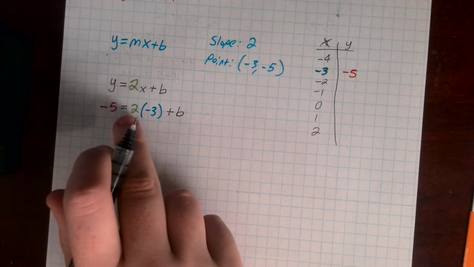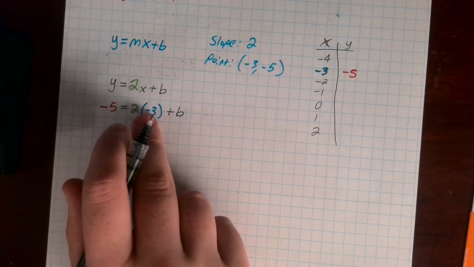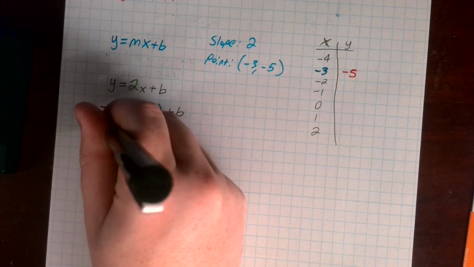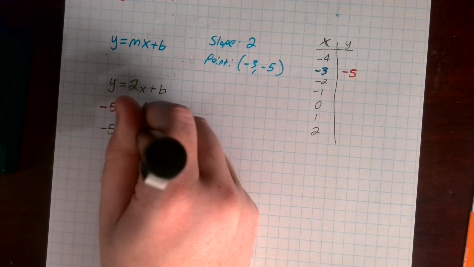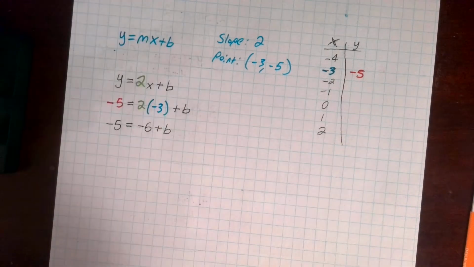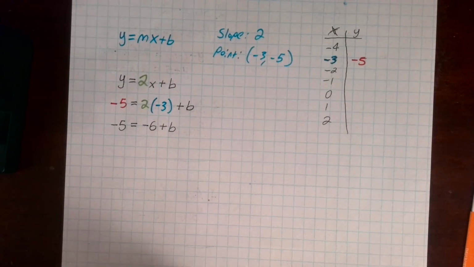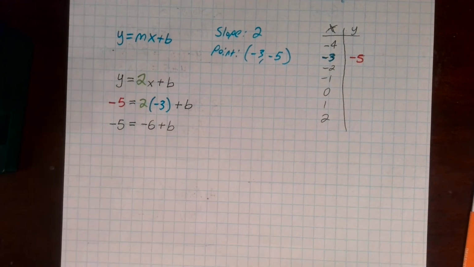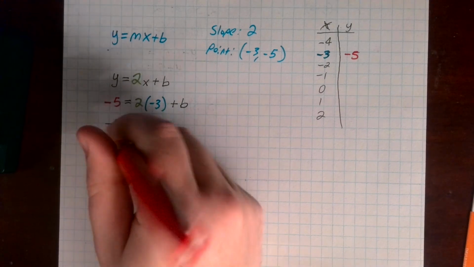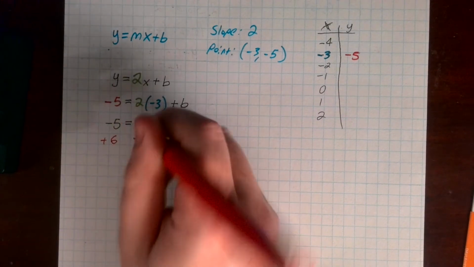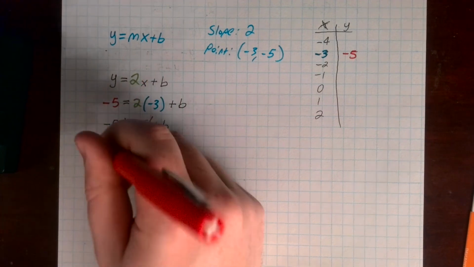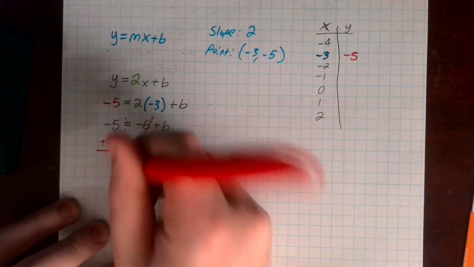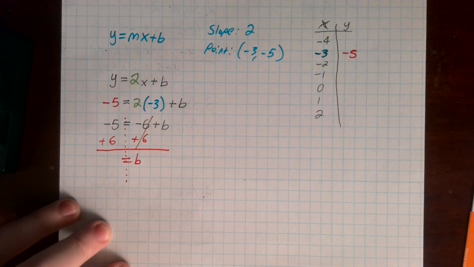Let's do it. To simplify this, let's see what can be simplified. 2 times -3 can be simplified as just a number, right? Because 2 times -3 is -6. So this is -5 equals -6 plus b. Well, how do we get rid of this -6 to get b by itself? We want to do the opposite, right? What's the opposite of -6? +6. -6 and +6 cancel out to make 0, so we know that that's going to give us just b over here. What's -5 plus 6? It's 1.